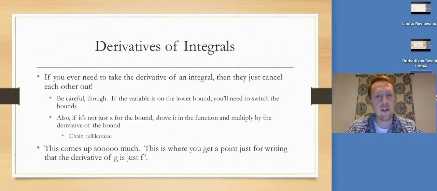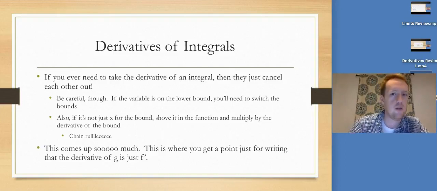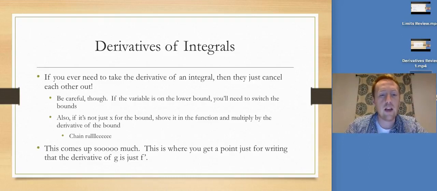All right, derivatives of integrals. We do this all the time on the test. This is that thing where you get a free point just for writing g is f prime or something to that effect. So remember, to do an integral, we do an antiderivative. So if I take the derivative of an integral, aren't I taking the derivative of an antiderivative? They should cancel each other out. So that's where I'm just going to plug in the variable into the function.